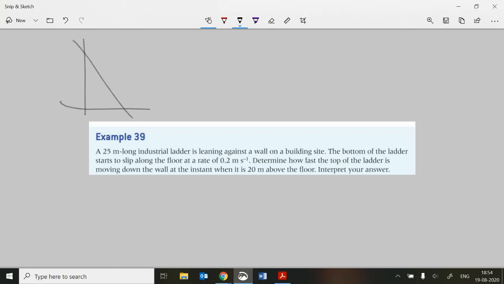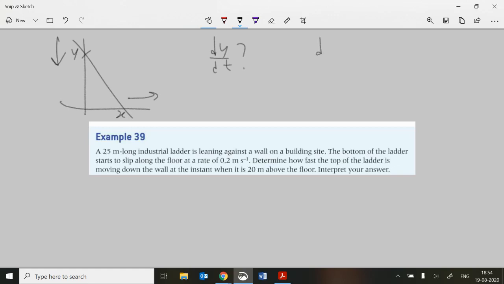The bottom of the ladder starts to slip along the floor at a rate of 0.2 meters per second. Okay, so we've got some sort of height and we've got some distance across. Now determine how fast the top of the ladder is moving down the wall. Okay, so this is moving down. So we're interested in what's the change in this. That's what it's asking us to do. Determine how fast the top of the ladder is moving down. So we want to know what's the dy/dt at this top point here. And we don't know where that is just at the moment.